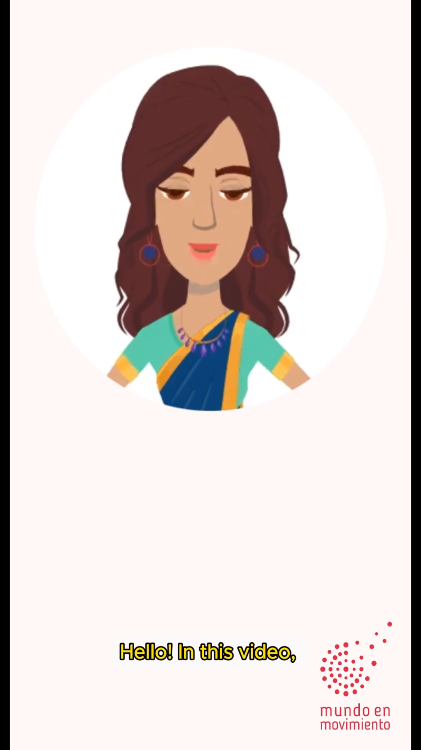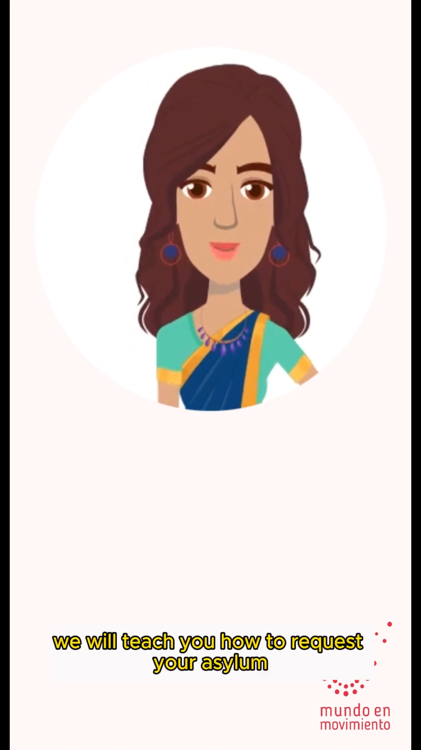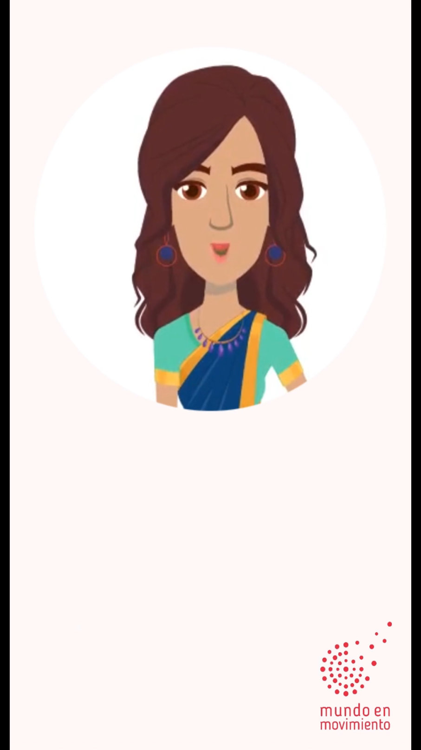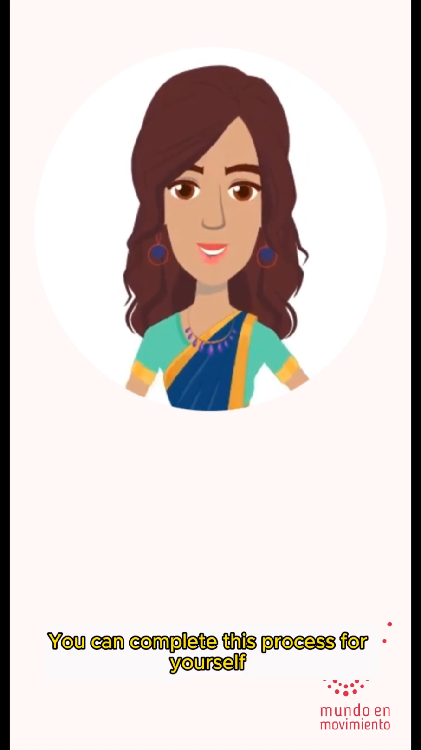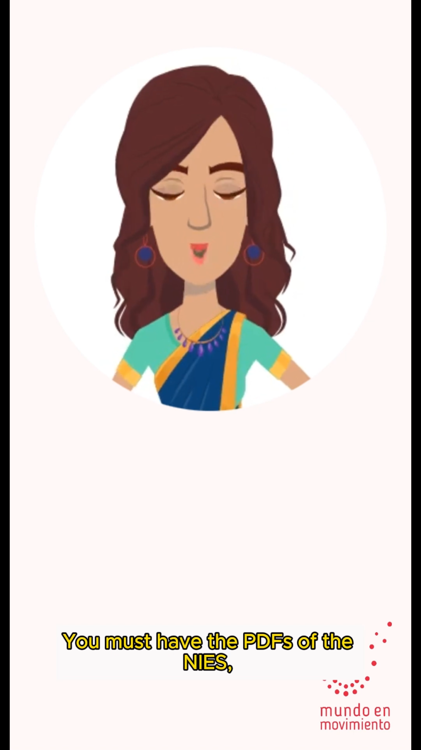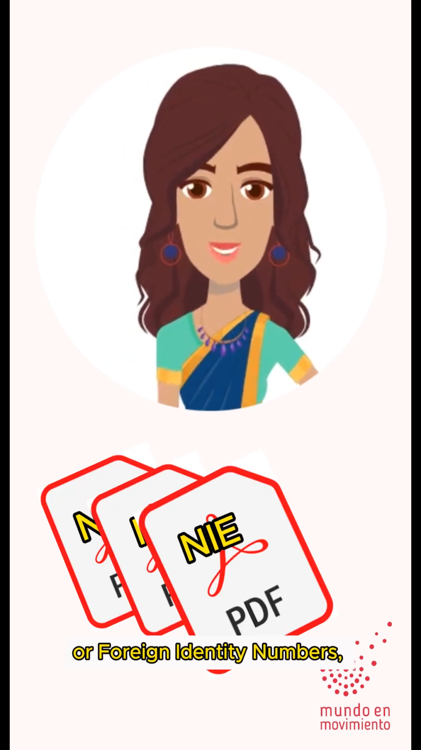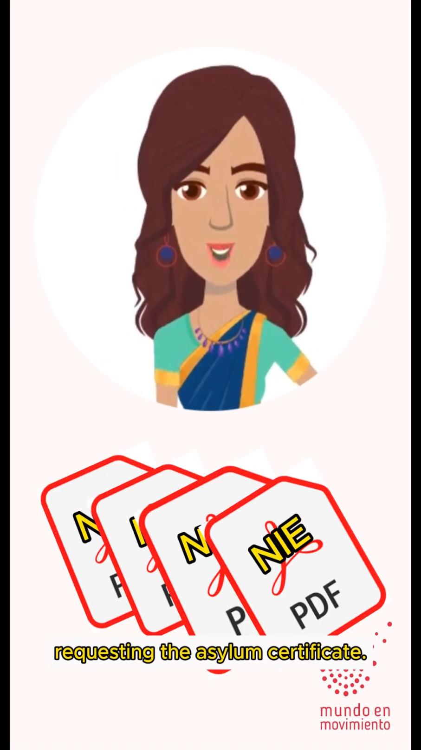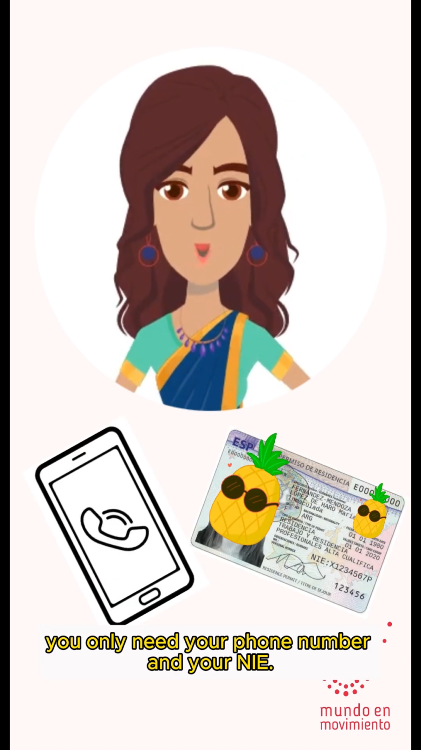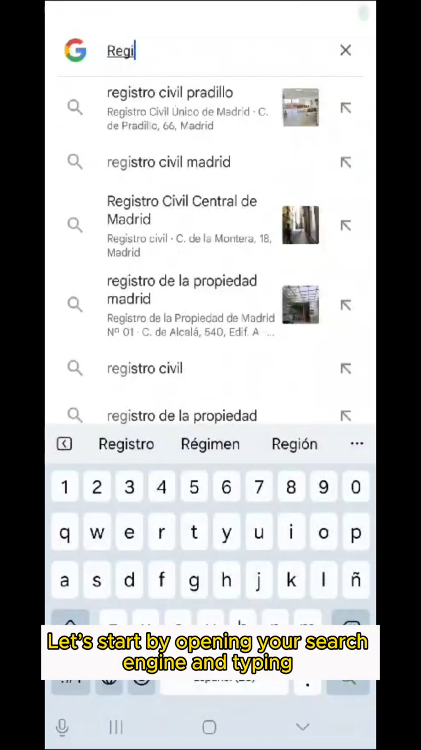Hello! In this video, we will teach you how to request your asylum certificate or certificate of international protection. You can complete this process for yourself or also for your children. You must have the PDFs of the NIEs or foreign identity numbers prepared for all family members requesting the asylum certificate. Beyond this, you only need your phone number and your NIE.